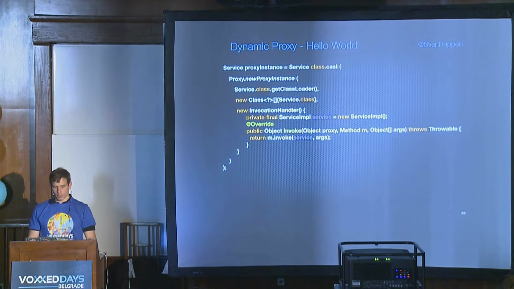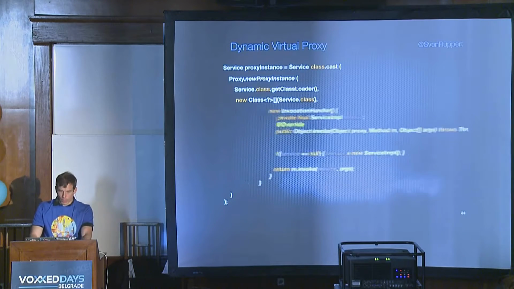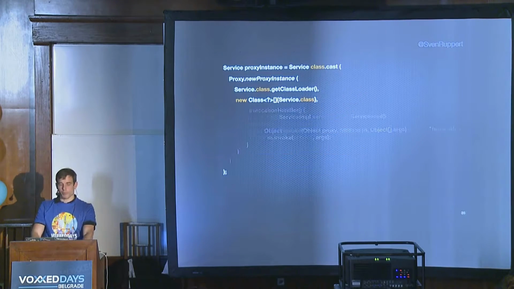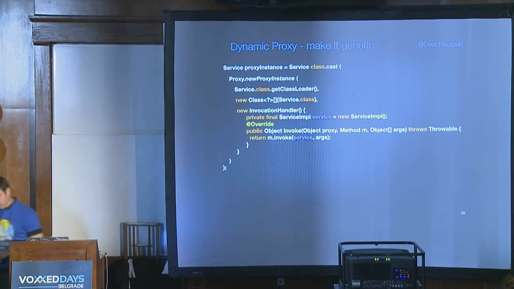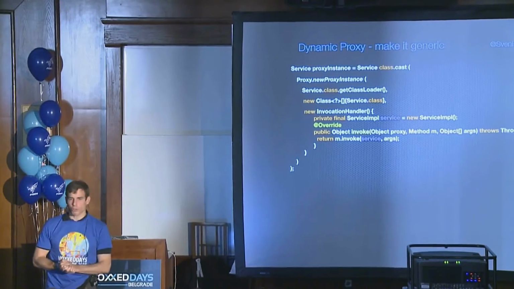So now there's one question: how to make a virtual proxy? Easier as expected. So if you have the same bootstrapping code, we say, okay, now I want to have a dynamic virtual proxy. That means this one is null. I have a service implementation, and if it is the first time invoked, I will do it. So this is more or less not thread safe as before, but we want to write this one more generic.